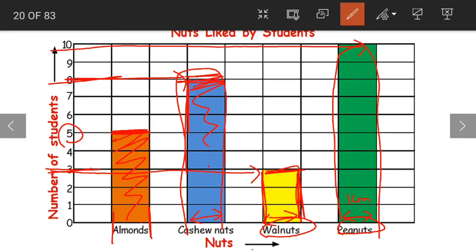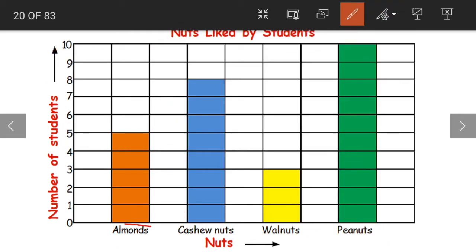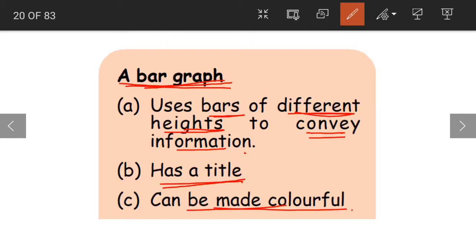Understood, children? Depending on the number of students who like the nuts, we have filled the bars or colored the bars till there. See, if someone asks you by looking at this graph, you have to answer them. Like, how many students like walnuts? So go to walnuts. It is ending here, right? Now go in the vertical line and see what is the number it is pointing to. It is pointing to 3. So that means 3 students like walnuts. I hope this is clear.